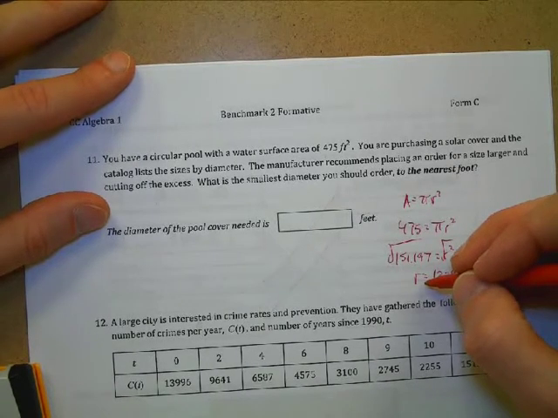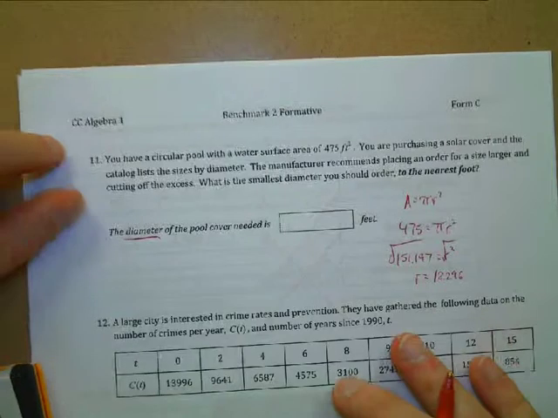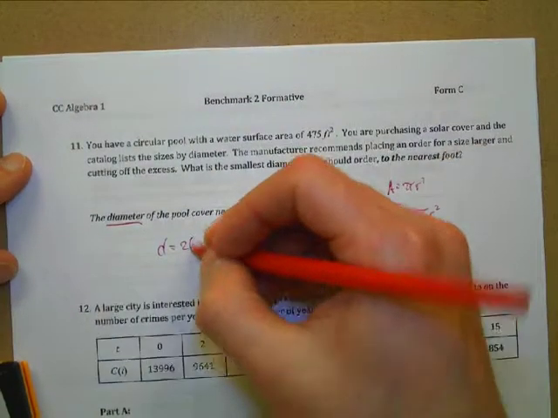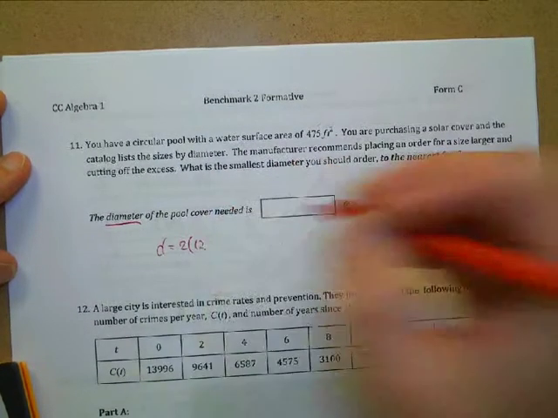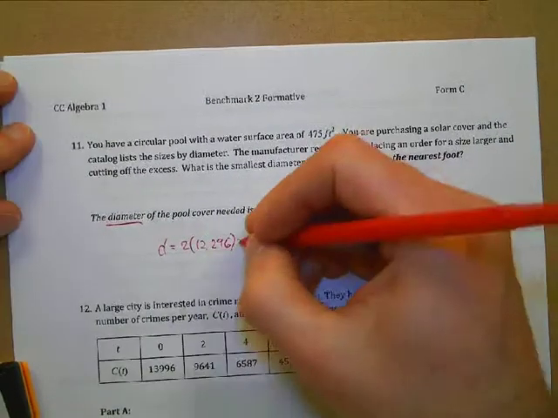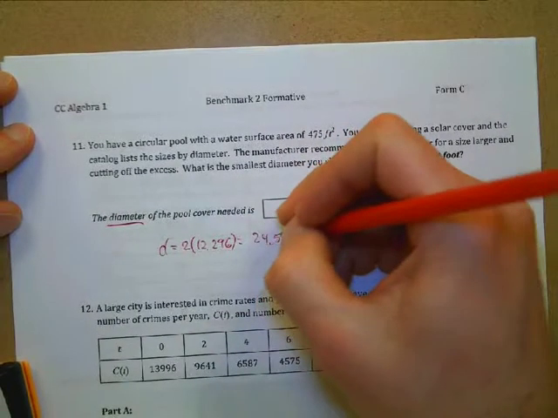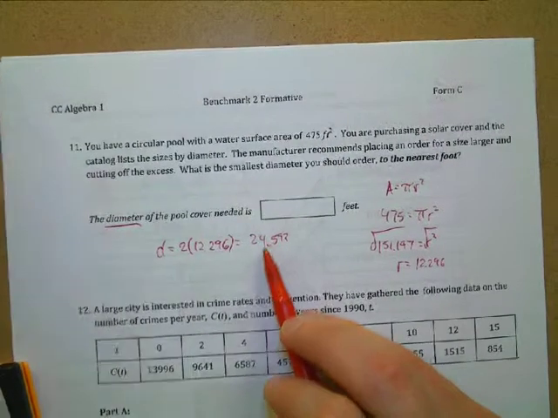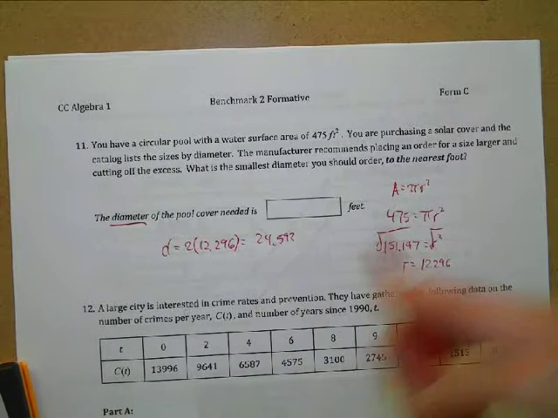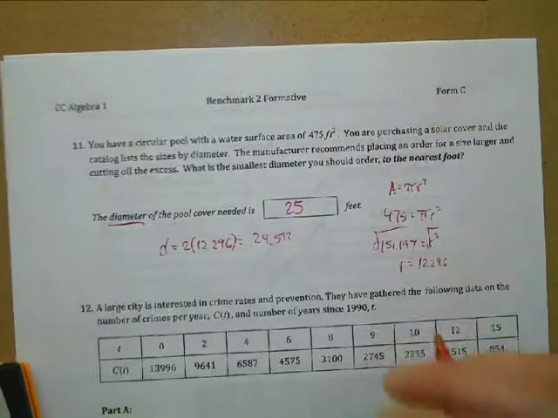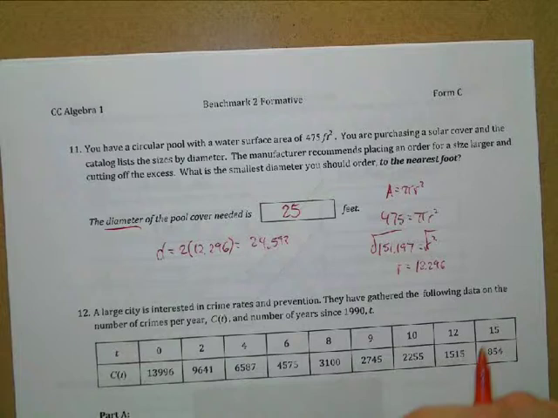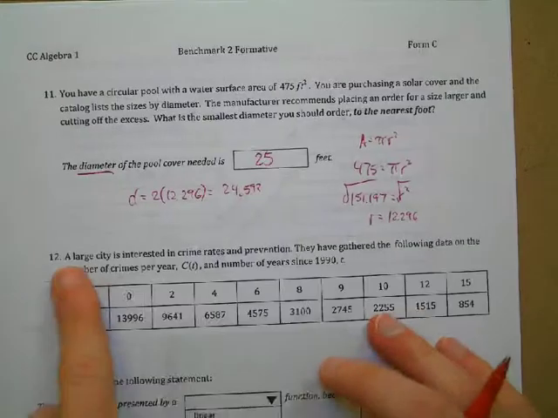It's the diameter of the pool cover. The radius is half the diameter, so in other words, to get the diameter, we'll do twice the radius. Okay, and I get then 24.592. Now, if I order a diameter of 24, I'm not going to have a big enough pool cover. So I'm going to order a diameter of 25 feet. Okay, and then round that up there. Okay, diameter 25 feet.